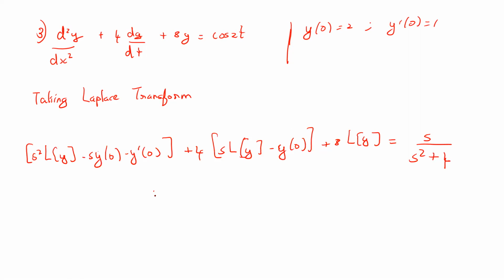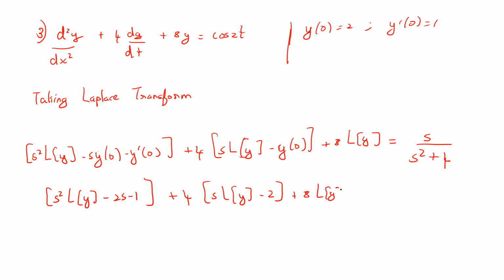Now the given initial conditions you have to substitute. y of 0 is 2 and y prime of 0 is 1. Then the equation becomes s square L of y minus 2s minus 1 plus 4 times the quantity s L of y minus 2 plus 8 L of y equal to s by s square plus 4.